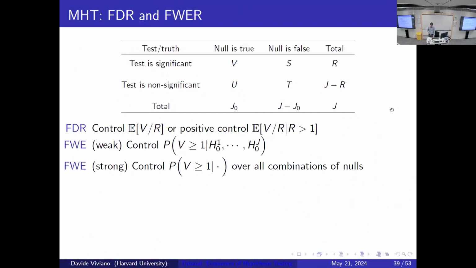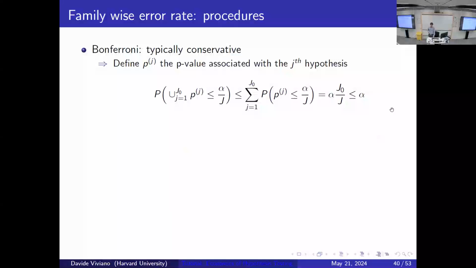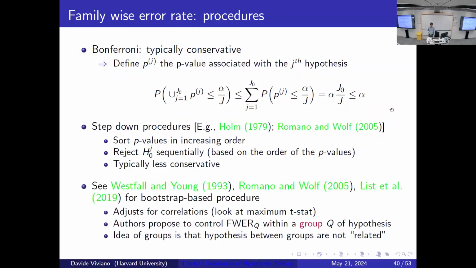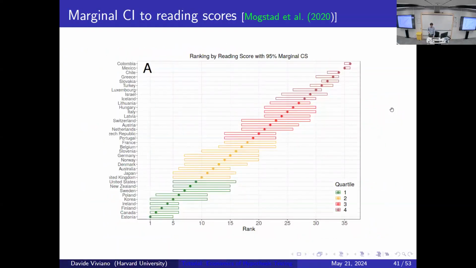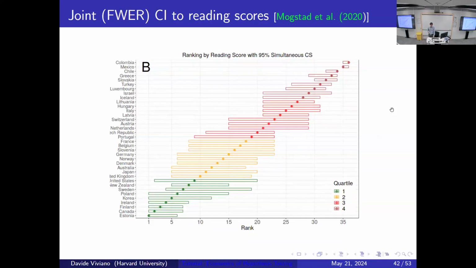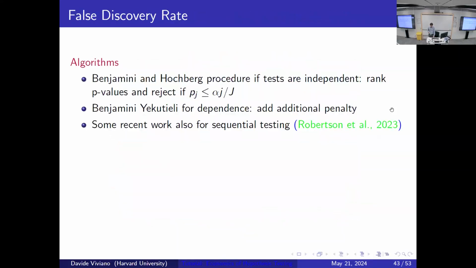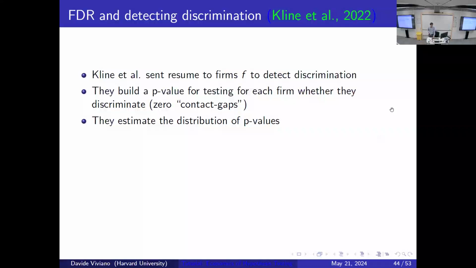Okay, let me just skip. These are just definitions of false discovery rate and family-wise error rate, and these are some procedures to control those. This is an example of controlling family-wise error rate. So let me just skip all of this part.